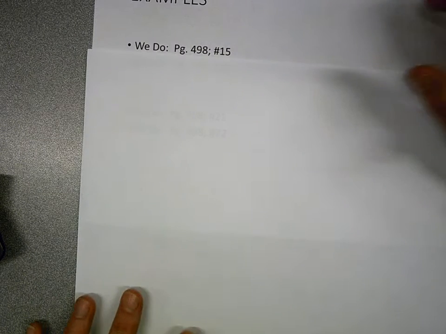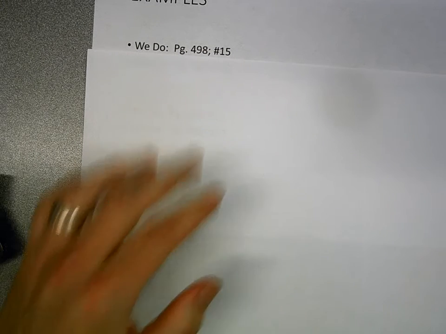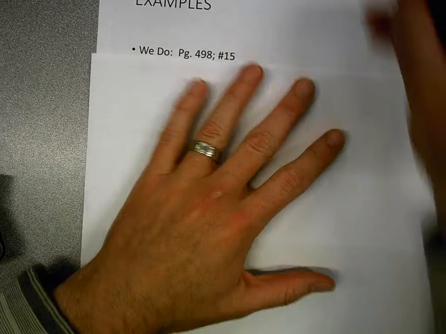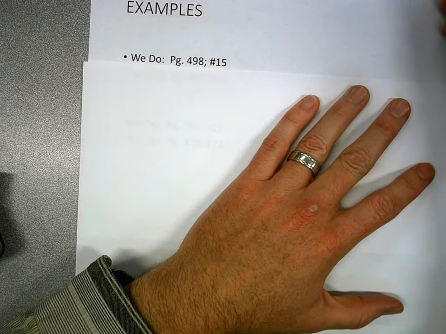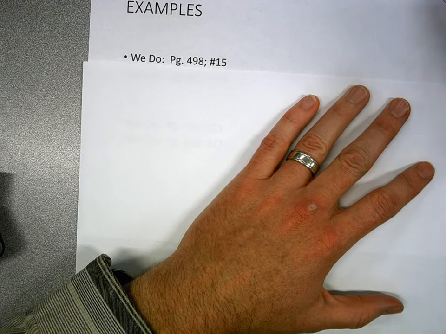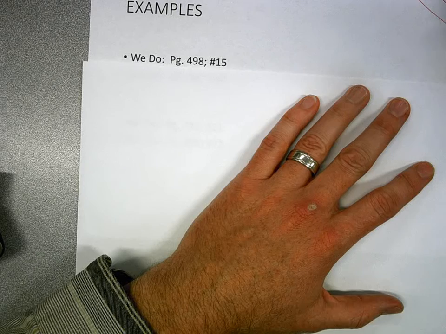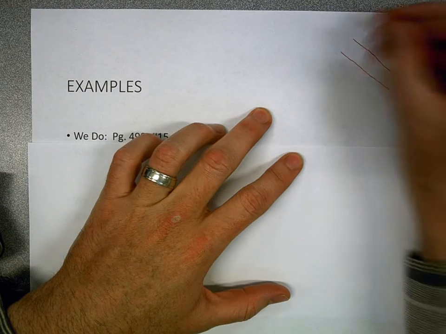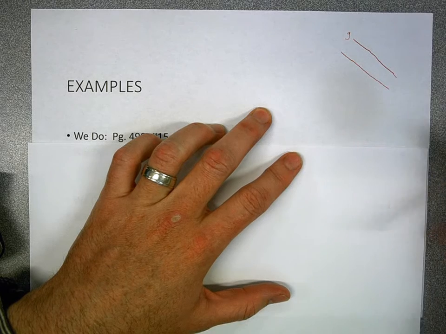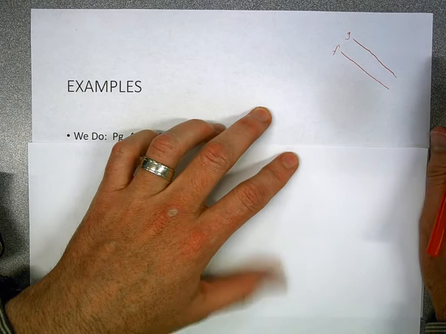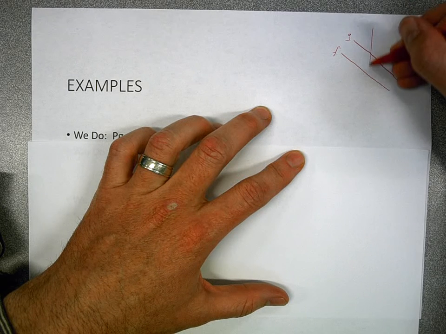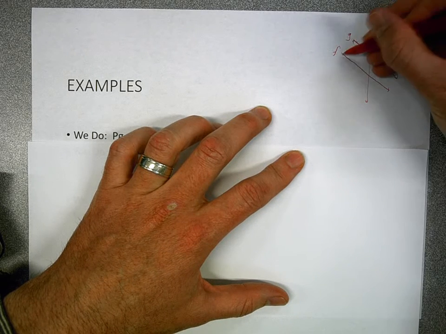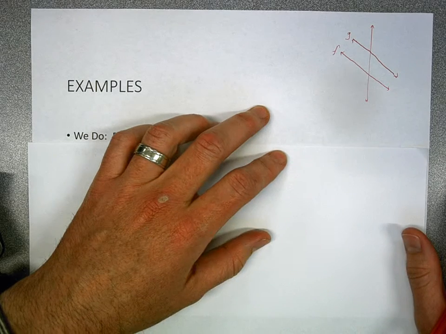All right, here we go. Looking at page 498, I want to take a look at problem number 15. So I'm going to just quickly draw the diagram. You have two parallel lines that are going in a diagonal. I'm just drawing it because you have it in your book. This is line G. This is line F. And then they have a transversal that's completely vertical, and that transversal is T.